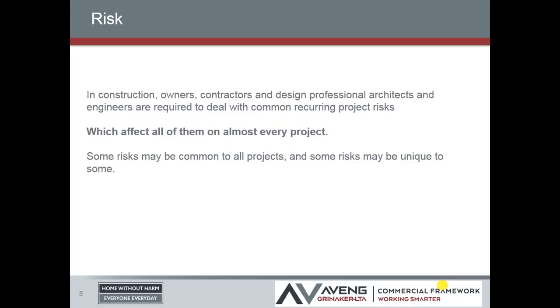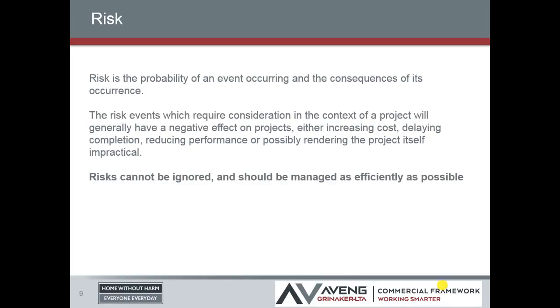So, risk in construction contracts: owners, contractors and design professionals, architects and engineers, are required to deal with common recurring project risks, which affect all of them on almost every single project. Depending on the type of project, the environment, the site conditions, the time of year, you have risks that are common to all projects, but some risks may be unique or particularly problematic. So it's something you've really got to understand. And just not to get too theoretical about this, risk is the probability of an event occurring and the consequence of its occurrence.